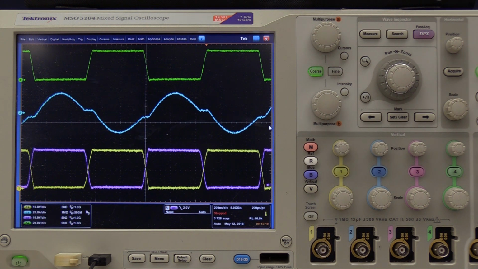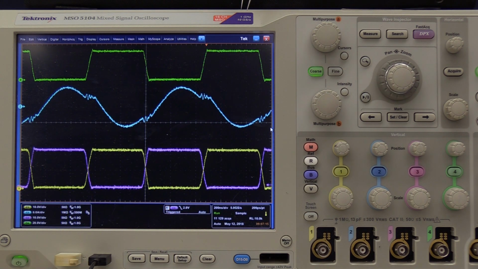And this is the waveform at 40 amp. And this is the waveform at 10 amp. So we can see these 3 waveforms are very similar, and the ZVS can be achieved even at light load.